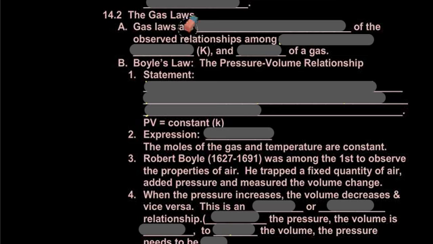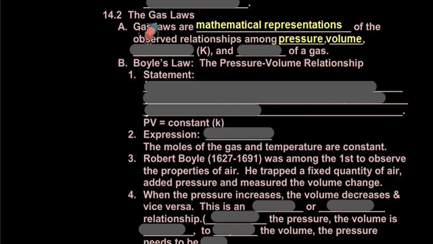So we're going to start with gas laws are mathematical representations of the observed relationships among the pressure, volume, temperature in Kelvin, and quantity of a gas. If you have not yet watched the lecture on Kelvin temperature, then you need to stop right now and go back and do that so that you can understand what the Kelvin temperature is and understand the idea behind the absolute temperature scale. All right.